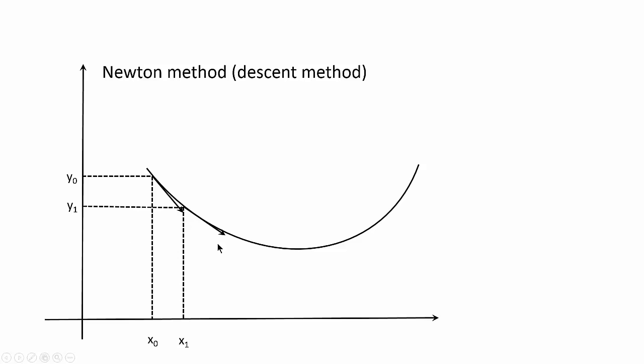Then it does the same starting from this point. It finds the derivative here and goes in the direction of the descent. Finds the next approximation, which is x2, and the corresponding value of the objective function, which is y2.